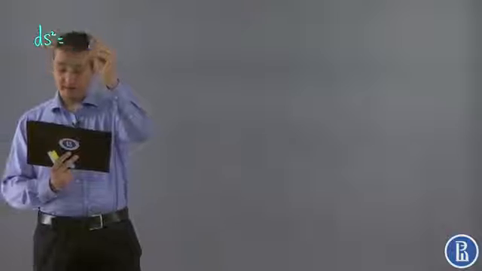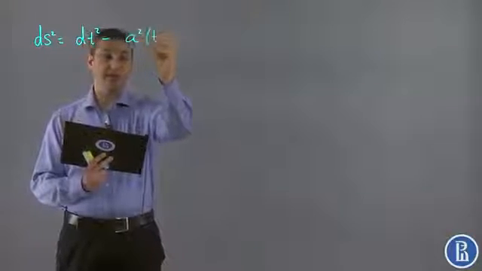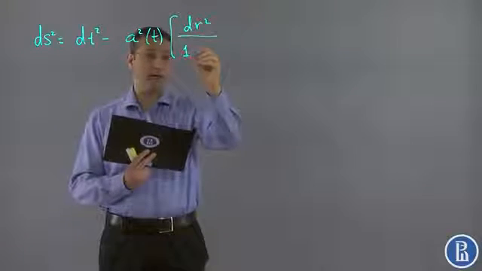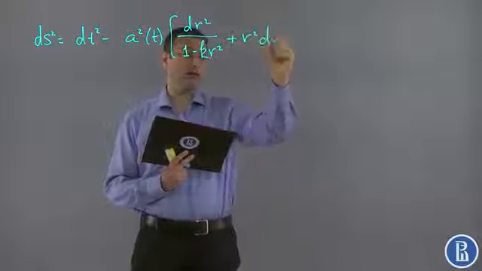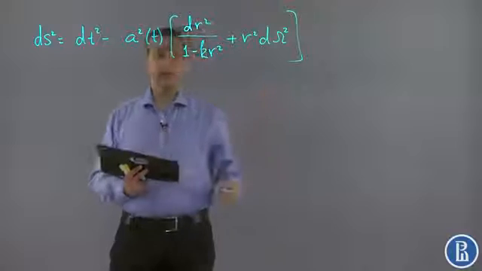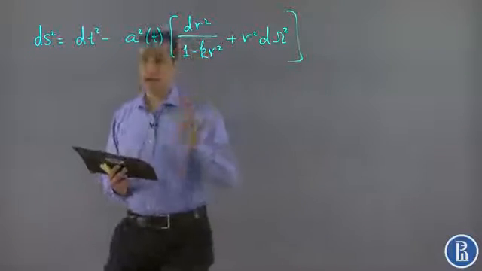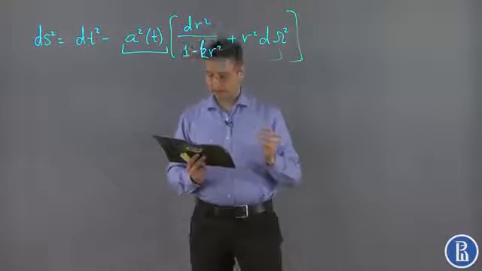So, thus our goal is to work with this metric: dt squared minus a squared of t multiplied by dr squared over 1 minus k times r squared plus r squared d omega squared, for the three cases of k equal to 1, 0, or minus 1. And our goal is to fix this factor from Einstein equations of motion.